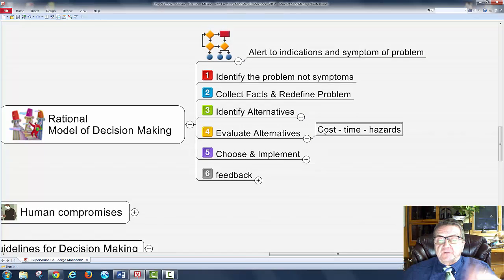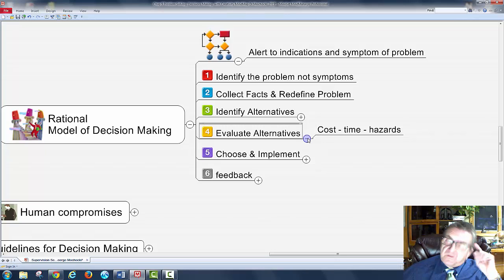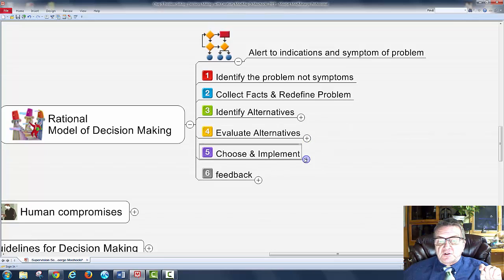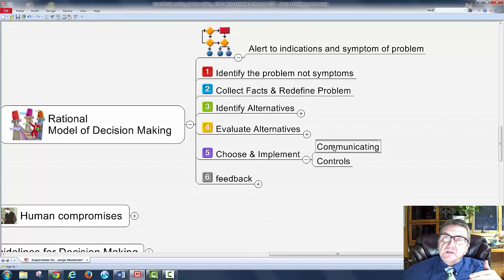Evaluate the alternatives: the costs for each alternative, how long it's going to take, what is the probability, we're going to talk about that, that this alternative will be successful, and what are the hazards that I have to be aware of when I'm going to implement this solution. Okay, and then choose and implement. I have to communicate to all parties, here's the new process, so everyone understands what's going on, and I have to have some control or measurements. Am I still on track? I changed it, but is it achieving what I wanted to achieve?